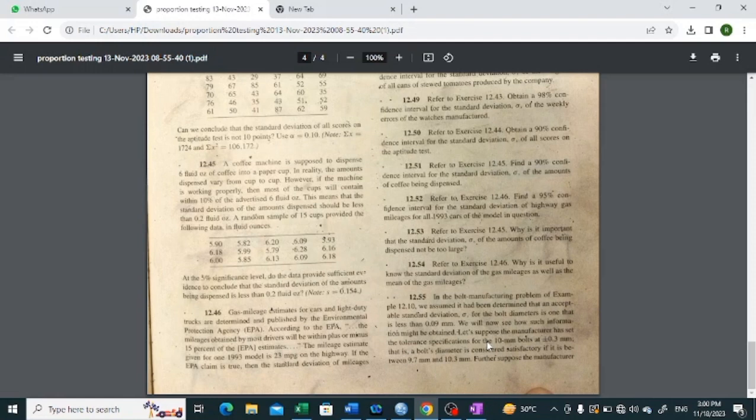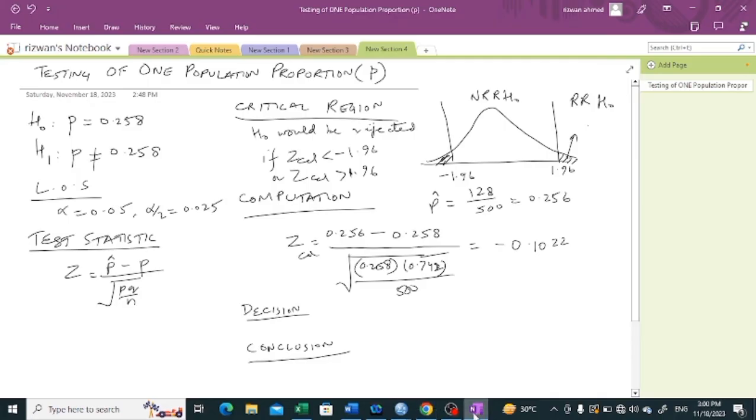A random sample of 15 cups provided the following data in fluid ounces. At the 5% significance level, do the data provide sufficient evidence to conclude that the standard deviation of the amounts being dispensed is less than 0.2 fluid ounce? So this is a left tail test.